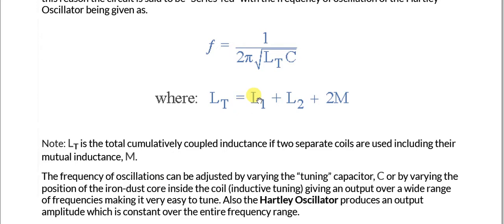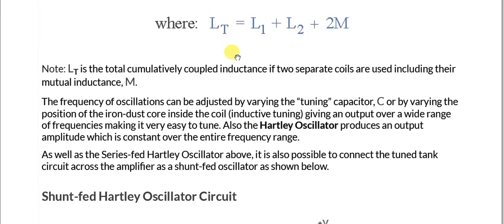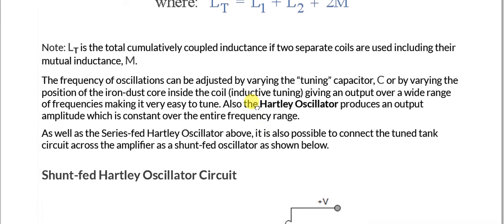So that is the position of the iron core inside the coil, and that is termed as inductive tuning. But if we change the C, that is called capacitive tuning, giving an output over a wide range of frequencies, making it easy to tune.